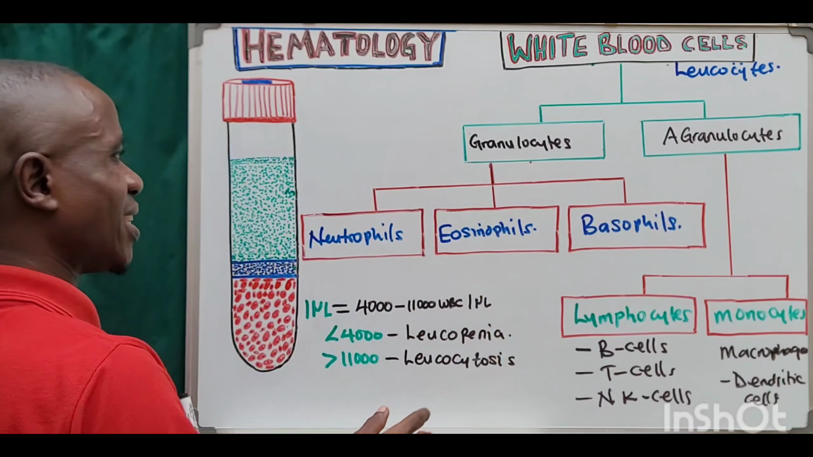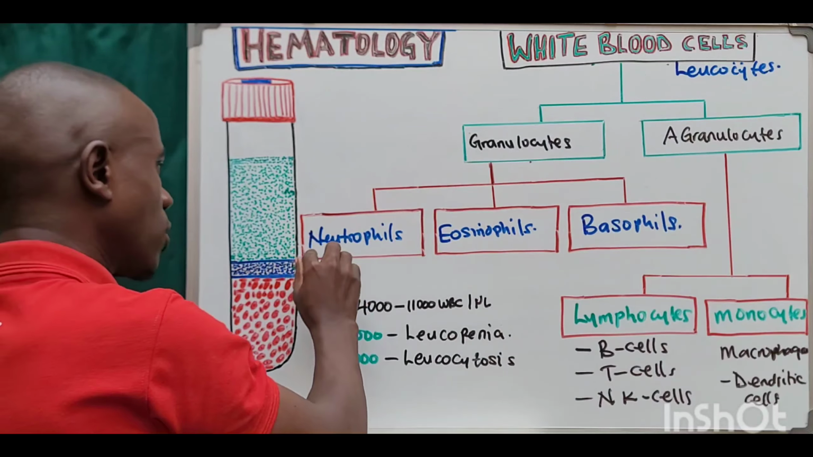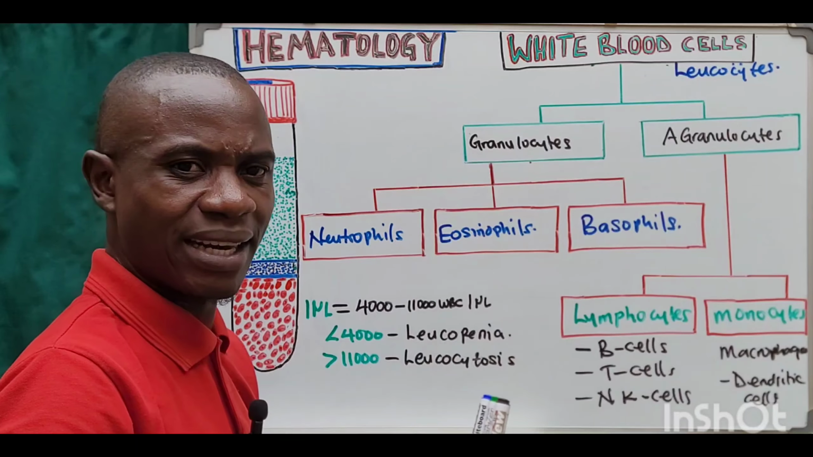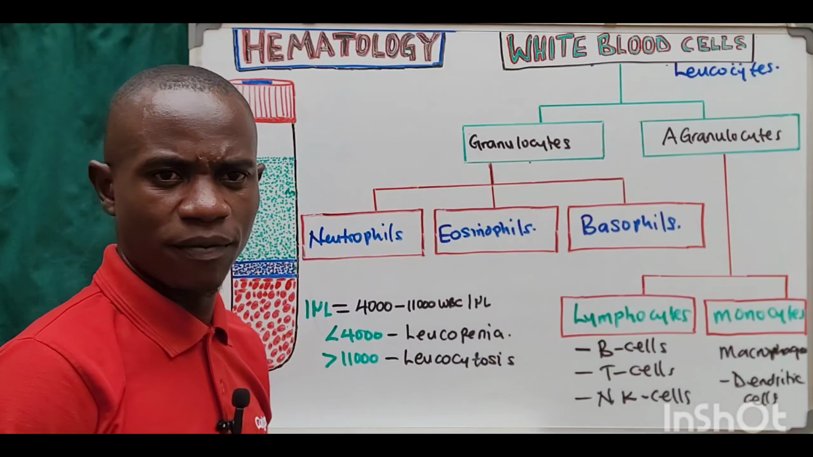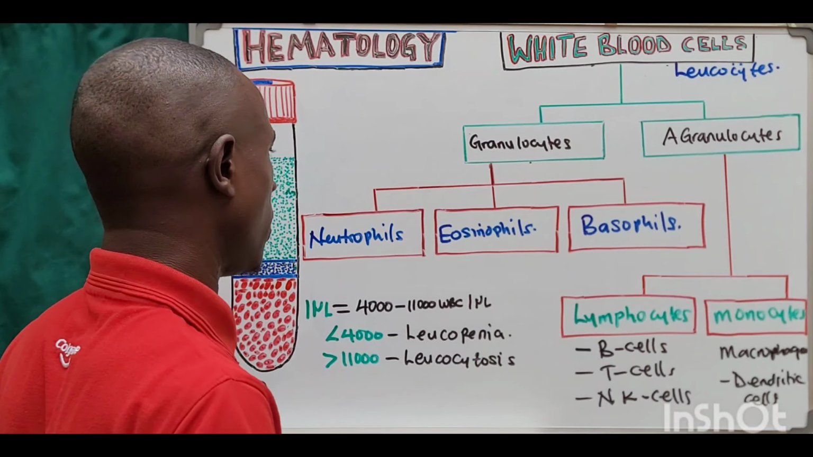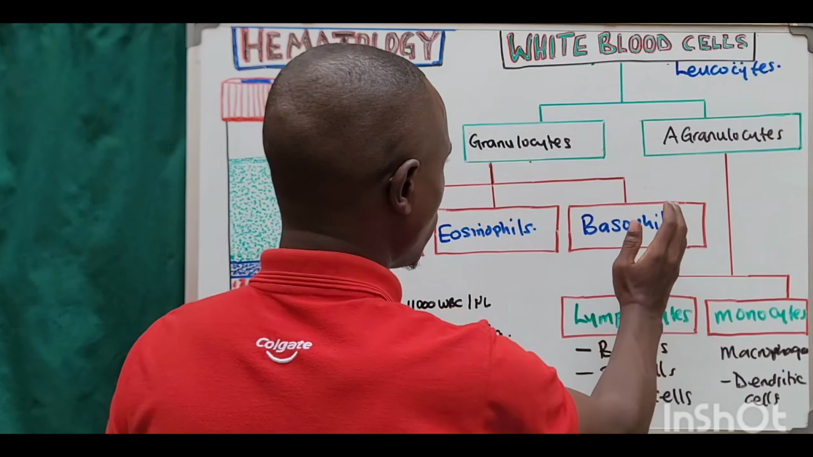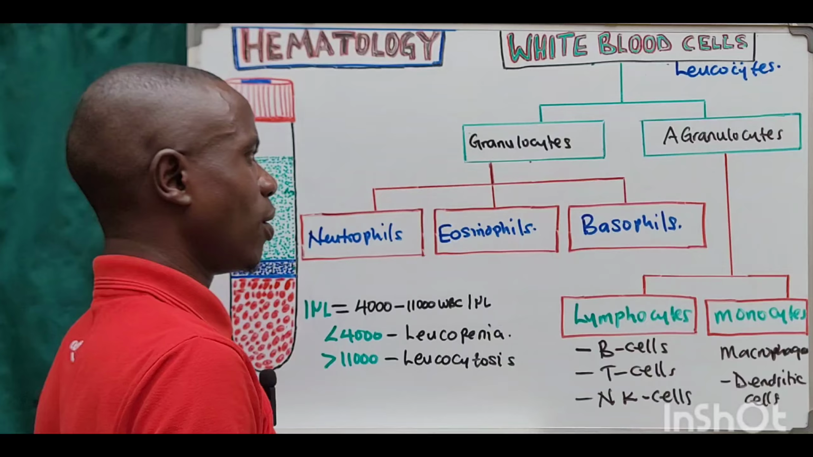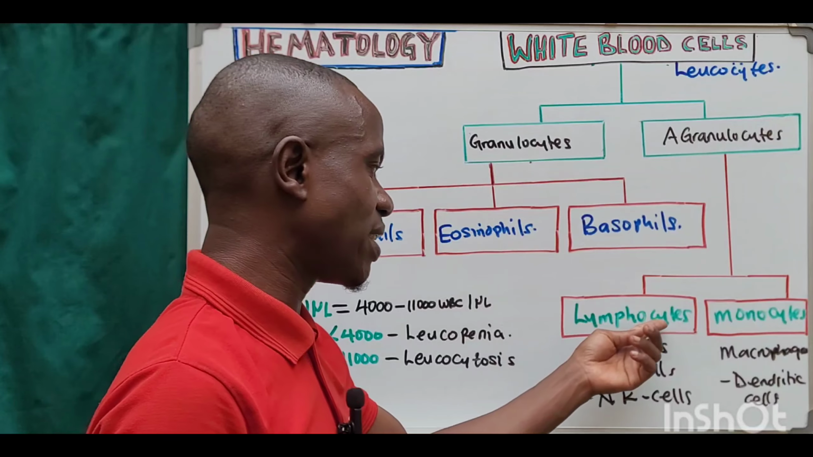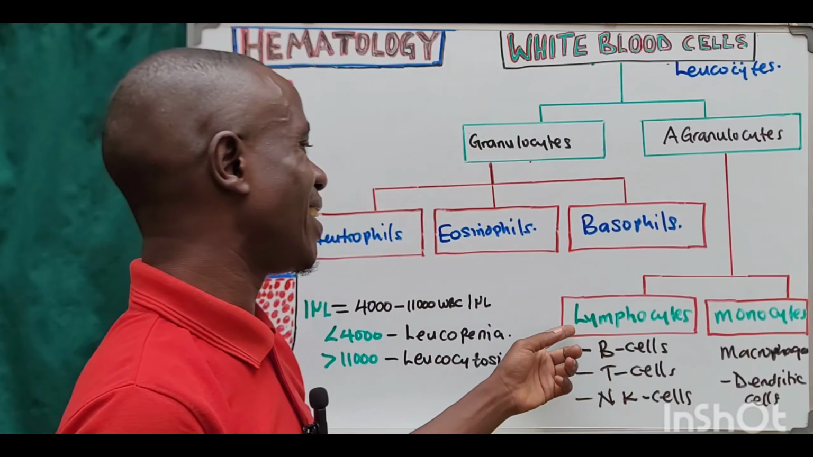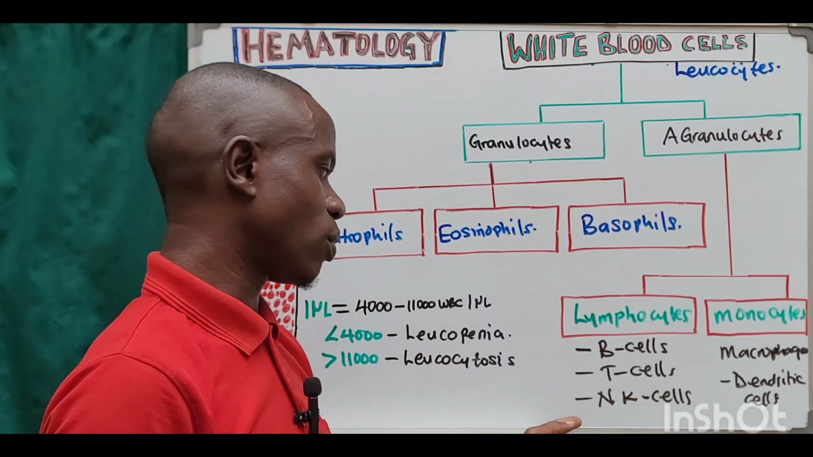We went ahead and said that granulocytes have three categories. We have the neutrophils, which are the most abundant, the most motile, and the ones which arrive at the site of infection faster than any other white blood cell. We also have the eosinophils, and also the basophils, all under the granulocytes. When we talk of agranulocytes, we said we have the lymphocytes and the monocytes. And under lymphocytes, we have the B cells, the T cells, and the natural killer cells.